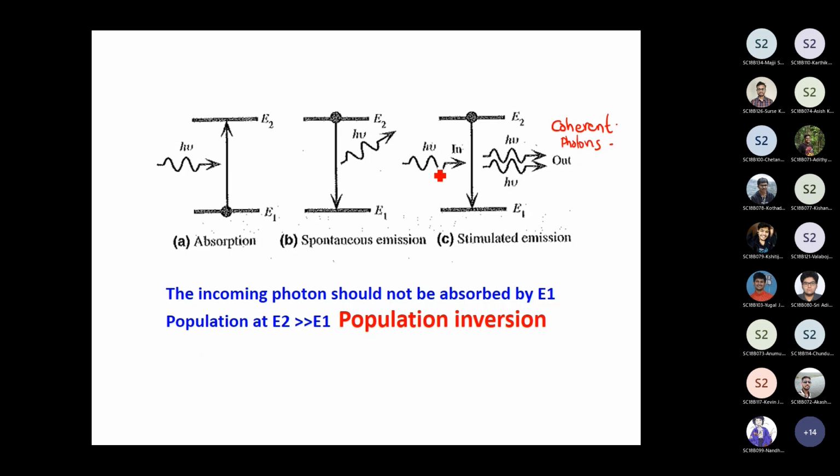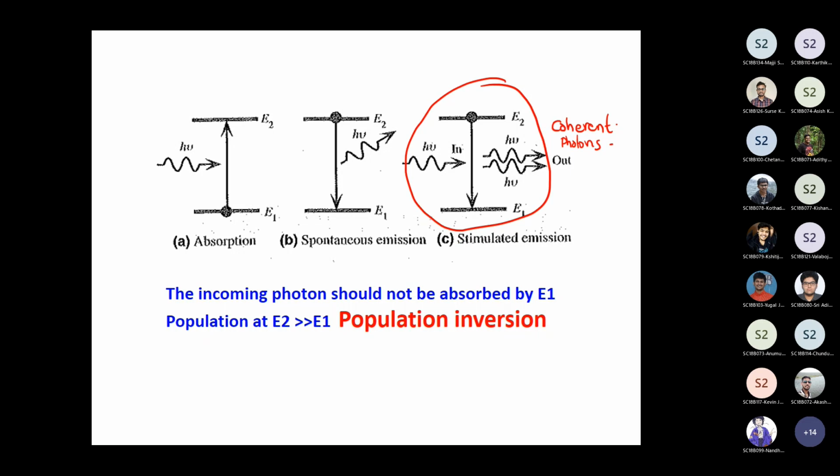So that's the difference between a stimulated emission and a spontaneous emission. This is spontaneous, this is stimulated. Stimulated because this photon is stimulating this electron to come down and causing two photons to be emitted. So we use this in lasers.